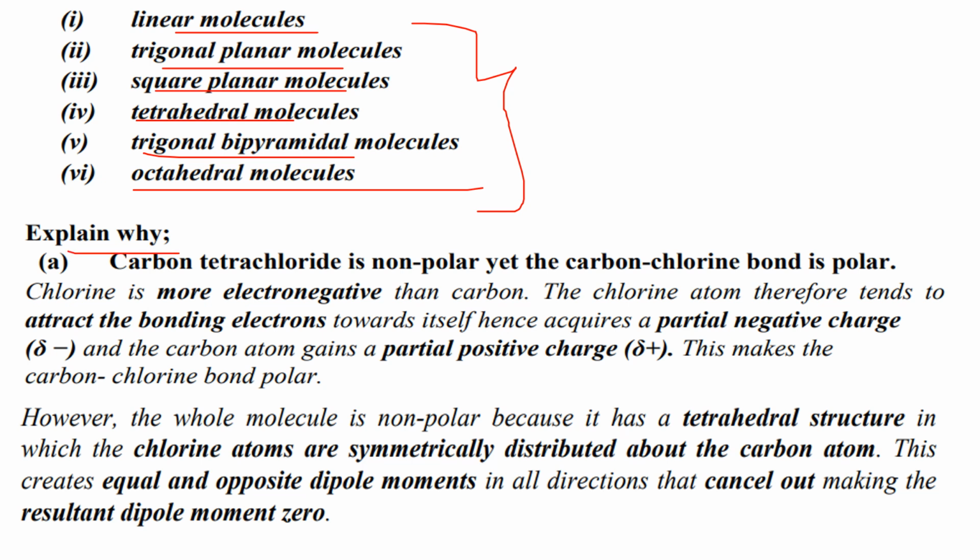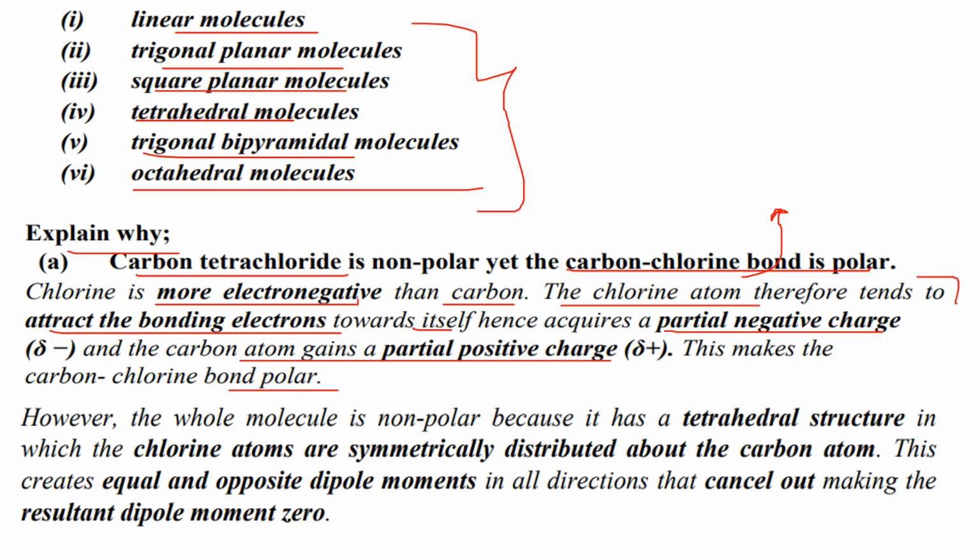So we're going to explain why carbon tetrachloride is nonpolar, yet the carbon to chlorine bonds present in carbon tetrachloride are polar. Here also, when you're explaining these, you are supposed to first draw the structures, but I think I left it out by typing error. So I'm going to say that chlorine is a more electronegative atom than carbon, and therefore the chlorine atom tends to attract the bonding electrons towards itself. By doing so, it is going to acquire a partial negative charge, and the carbon atom is going to gain a partial positive charge. Now, this makes the carbon to chlorine bond polar.